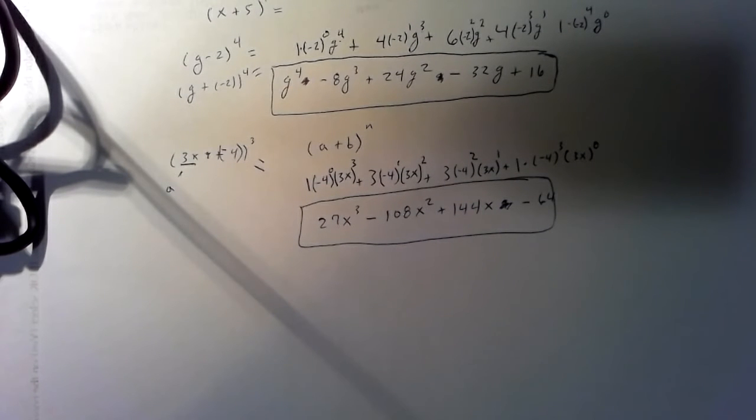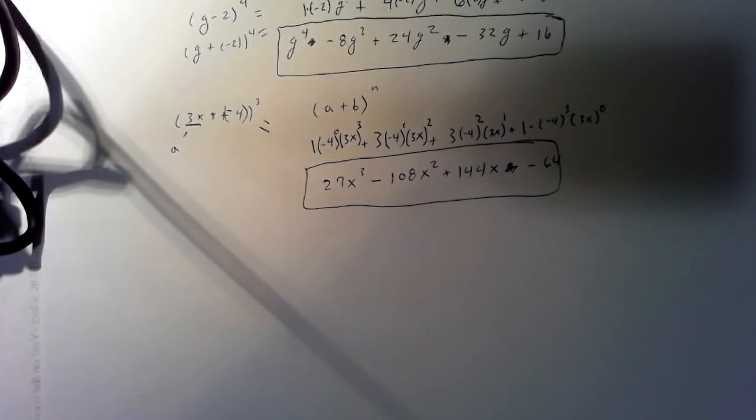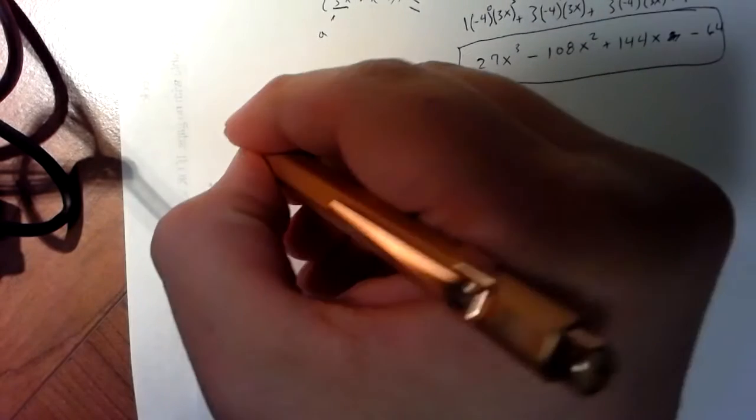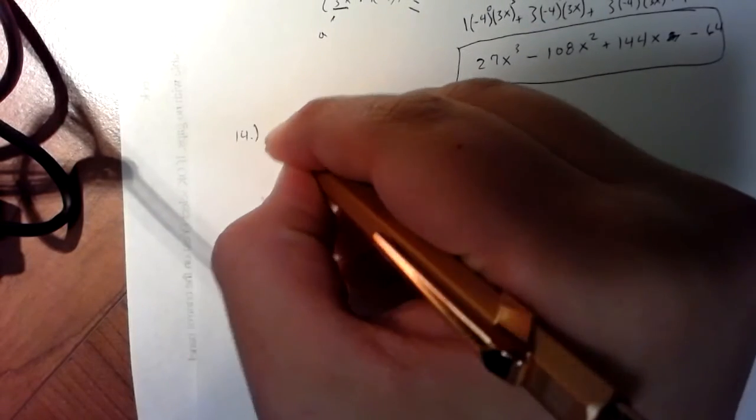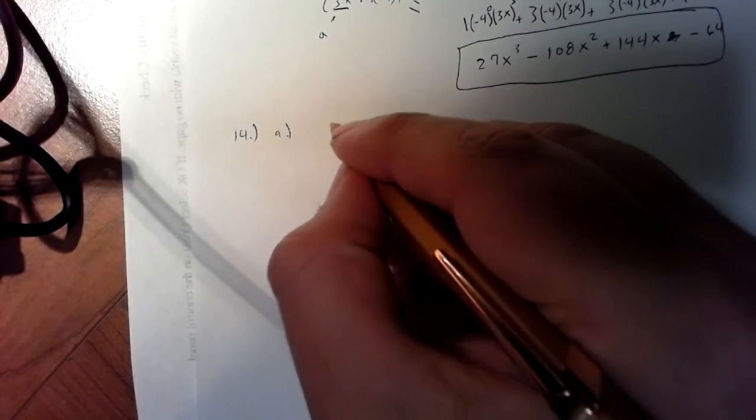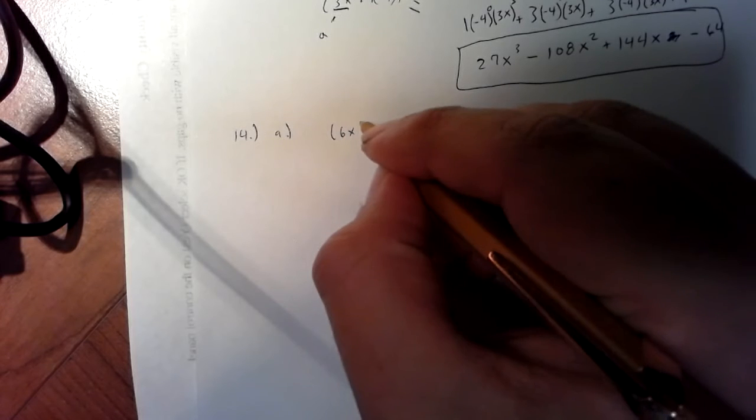All right, cool. Now let's go ahead and look at the other ones that you had a question on. Let's see. Use Pascal's triangle. Oh, so it's the same thing again. All right. So this one is 14a. I'm going to do this a little quickly. All right. So we have 6x minus 2.